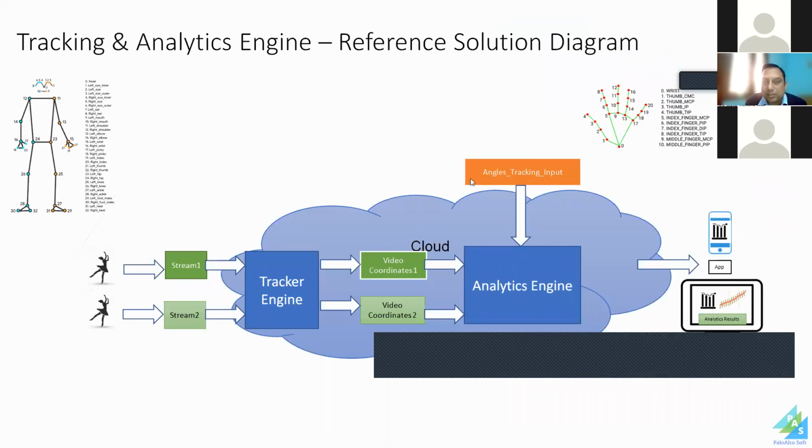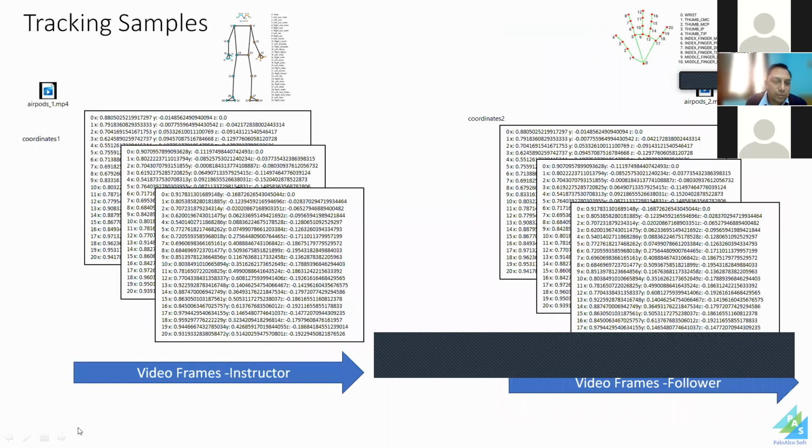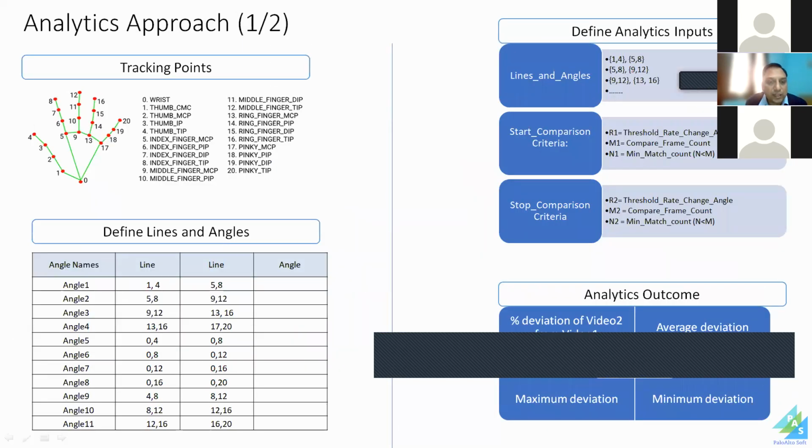we have this configuration file, the angle tracking input configuration. This configuration is something like, what are the different lines, what are the different angles that I need to compare? This is something which will vary from one operation to another operation. The rest of the solution is agnostic to any operation.